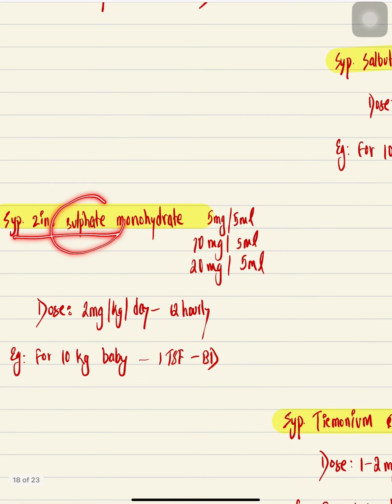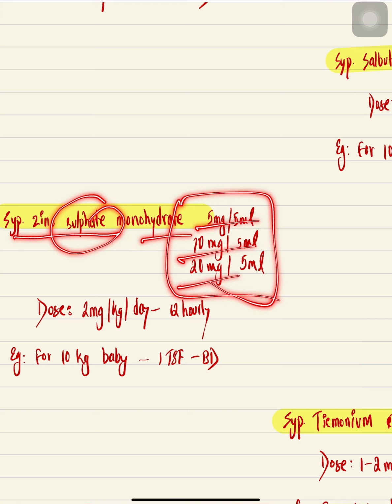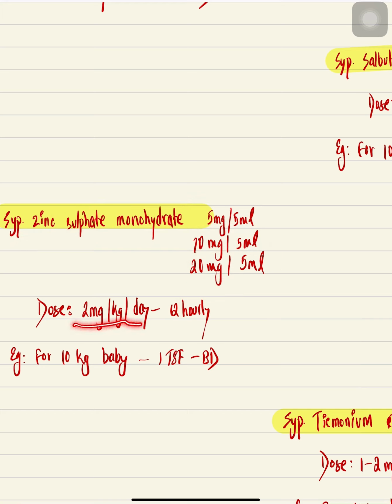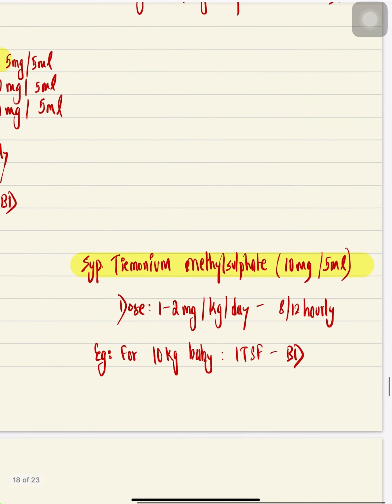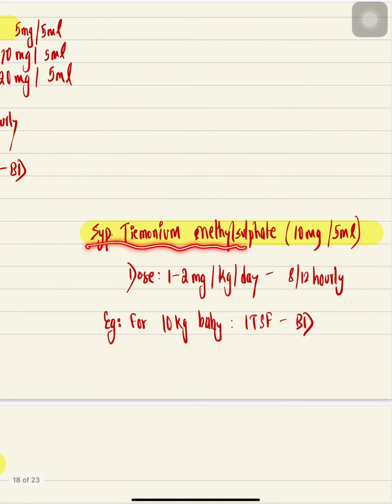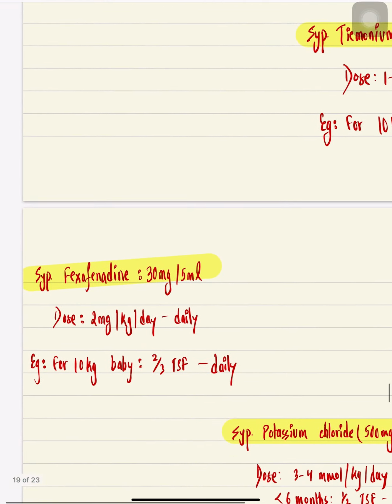Syrup zinc sulfate monohydrate comes in the formulations of 5 mg, 10 mg and 20 mg. Dose is 2 mg per kg per day, 12 hourly; for a 10 kg baby, 1 TSF BD. Injection tiemonium methyl sulfate 10 mg over 5 ml. Dose is 1 to 2 mg per kg per day, 8 hourly or 12 hourly; for a 10 kg baby, 1 TSF BD.